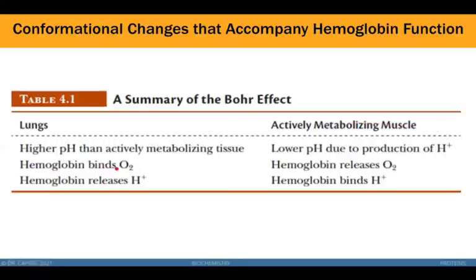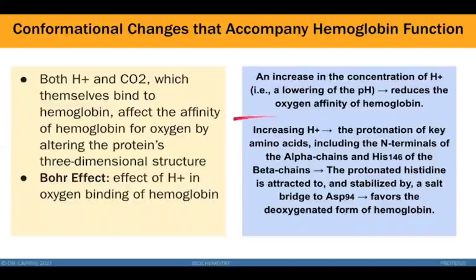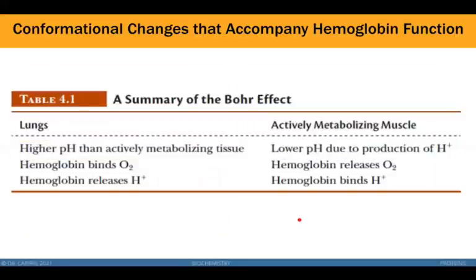So in the lungs, hemoglobin binds to oxygen easily, while in the actively metabolizing muscle, hemoglobin releases oxygen. And why is that? It's because hemoglobin binds to hydrogen. And what will happen if hemoglobin binds to hydrogen? Again, it causes this process. It favors the deoxygenated form of hemoglobin. Basically, it changes the conformation of the hemoglobin so that it will not favor binding to oxygen. Therefore, hemoglobin can easily release its oxygen to the actively metabolizing muscle.